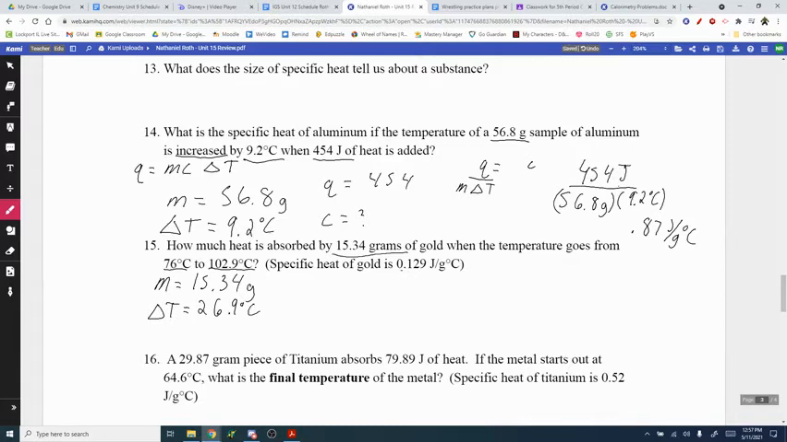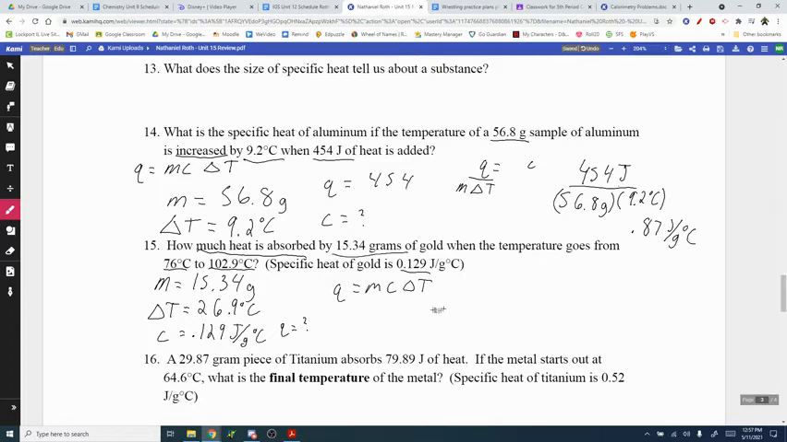Okay, so that's our delta T. And then our C is 0.129 joules per gram degrees Celsius. Okay, so now our equation: Q equals MC delta T. What we are looking for is how much heat is absorbed, so that's Q. So we don't have to rearrange anything. We just plug it in.